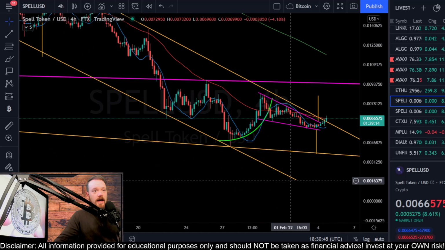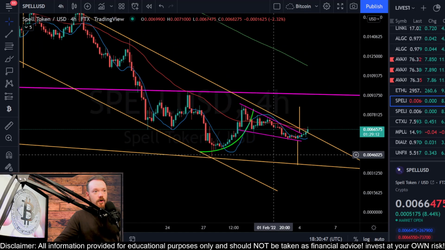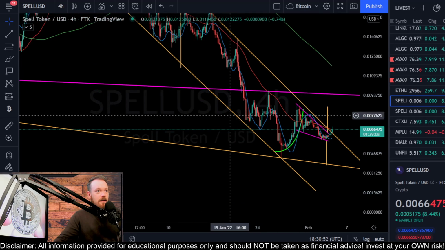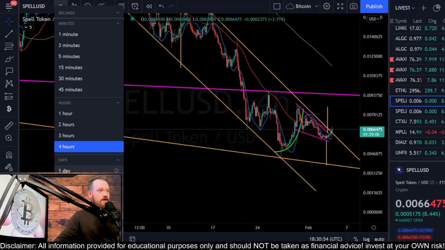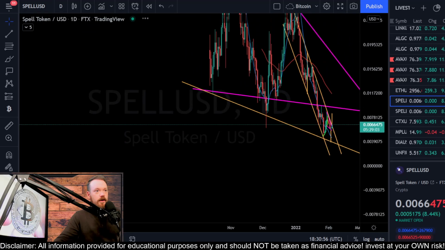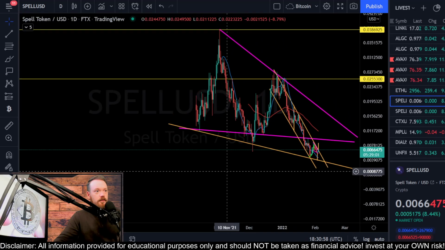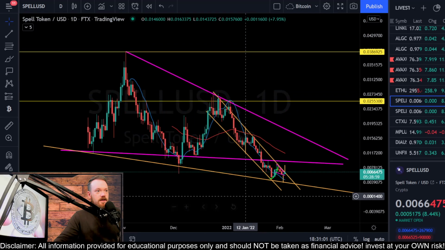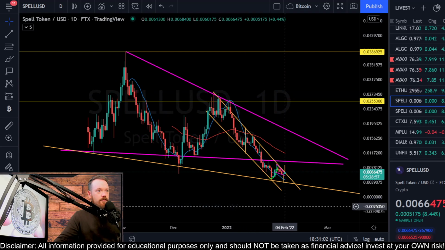Okay, so this is looking absolutely beautiful right here. As far as a reversal pattern goes in market structure, I mean, look at this, guys. It's absolutely beautiful. Before I jump into the price targets, I just want to real quickly zoom out to explain this for anyone that's new here and hasn't seen this chart. This is the same chart that I used in my previous Spell Token video.